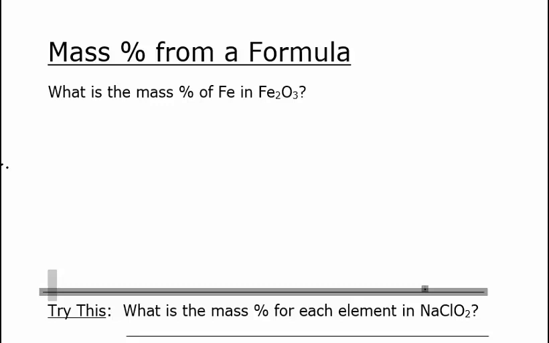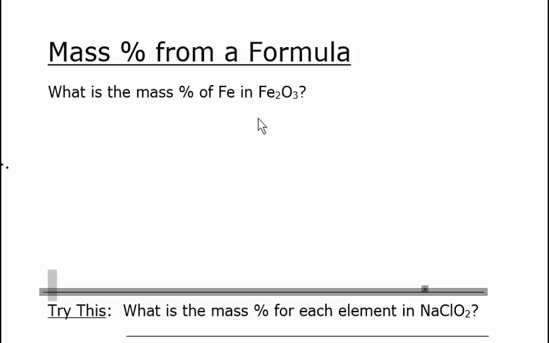We're going to talk about how to calculate the mass percent of a particular element in a compound using the formula. The example we're going to do is the amount of iron in iron(III) oxide, Fe2O3, which is basically rust. So we want to know in a compound of rust how much iron is there by mass.